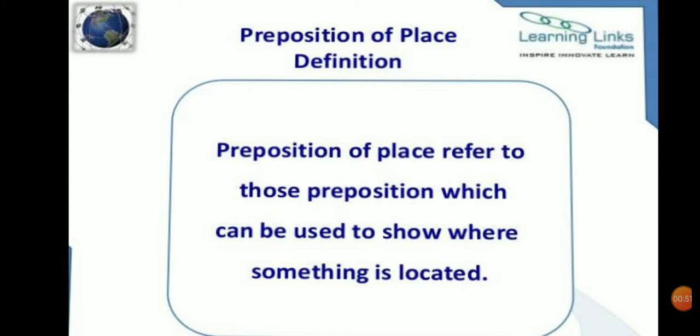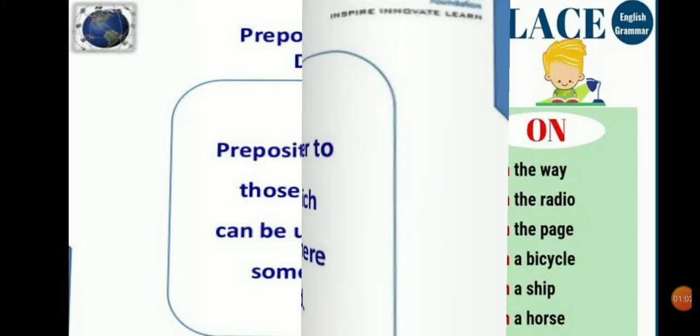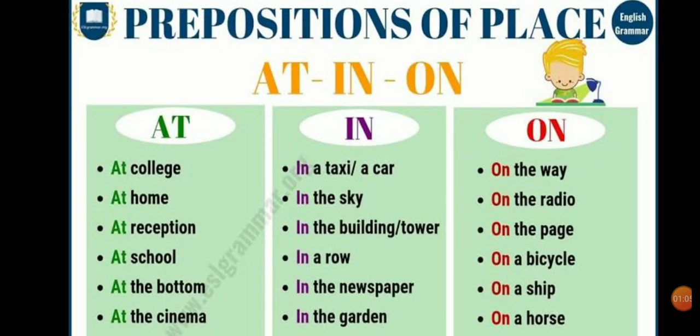First is preposition of place. Prepositions of place refer to those prepositions which can be used to show where something is located. To show the location, we use the prepositions at, in, on. We use at when we think of a place as a point. Example: at college, at home, at reception, at school, at the bottom, at the cinema.